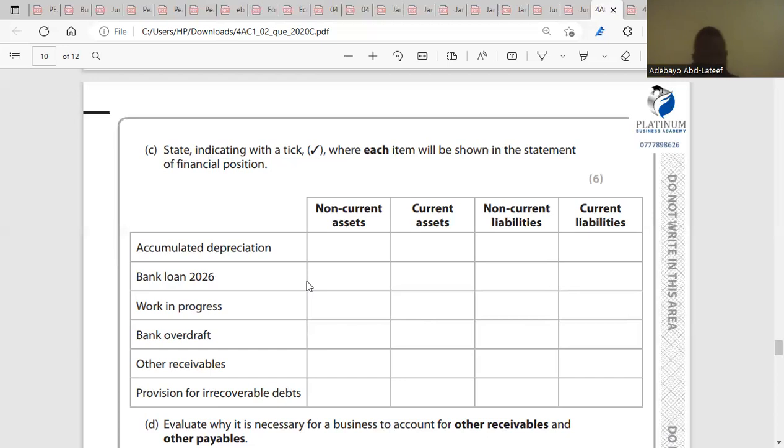For a bank loan, we're talking about a credit facility from the bank over a long period of time. They said bank loans to 2026, from 2019 to 2026. That's long term, so it's a non-current liability. It's going to be ticked in the non-current liability here.